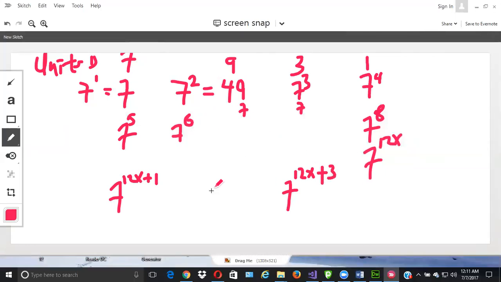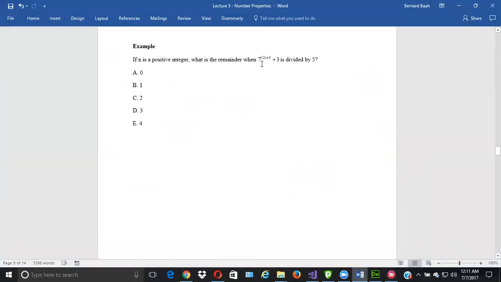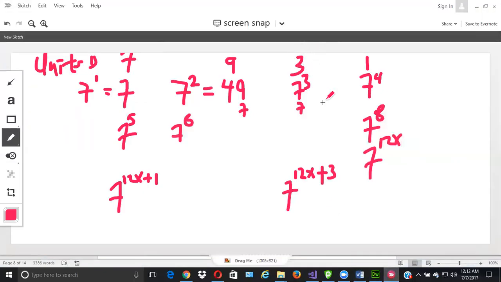Okay, so we've identified the unit digit of 7 to the 12x plus 3. It's going to be 3. But the question said you need to add a 3 to this answer. Well, if you have a number whose unit digit is 3, and you add 3 to it, the unit digit of the result will be 3 plus 3, 6. I don't have space to write it, but it's 6. So the unit digit of adding 3 to 7 to the 12x plus 3 is 6.